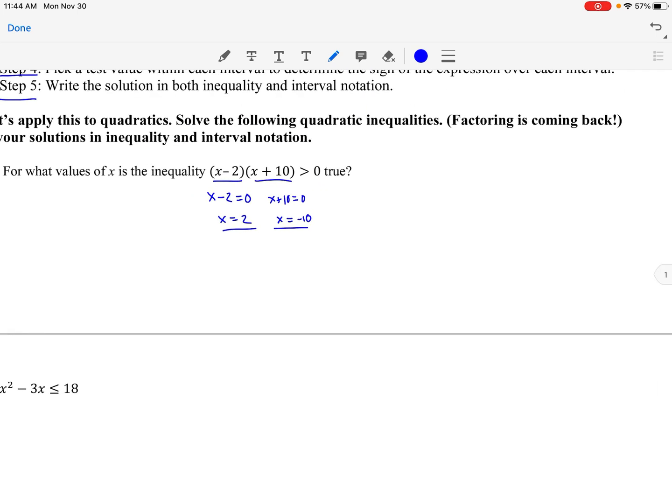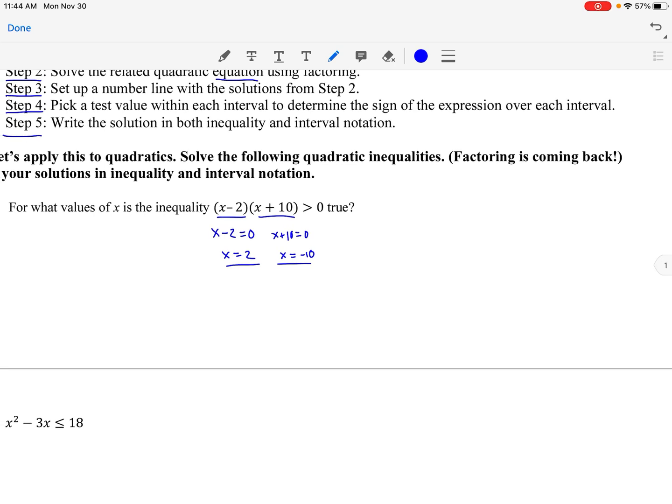So we're on to step 4. Oh, step 3, sorry. We set up our number line. And then on the number line, we're just going to use those two numbers.